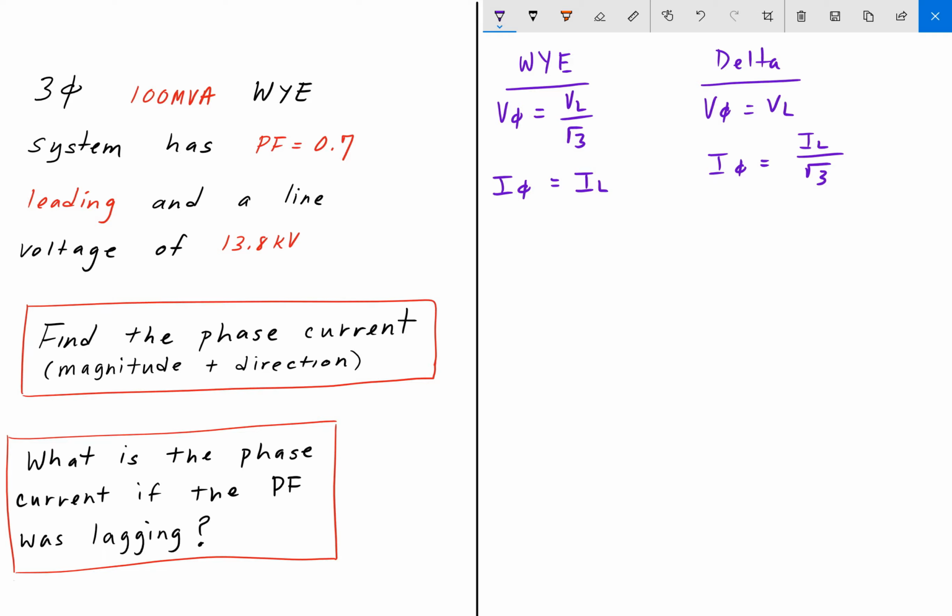Now here we're given the power factor, so we can get the power factor angle from it. And remember from last videos that the power factor angle is equal to the apparent power angle, which is equal to the impedance angle, which is equal to minus the current angle. Now we're assuming here that we're using a reference voltage angle of 0, so we're assuming theta V is equal to 0.